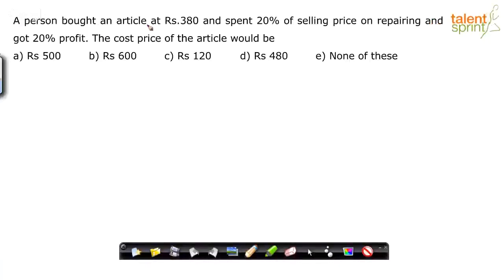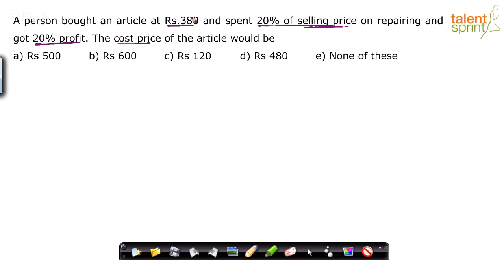A person bought an article at rupees 380 and spent 20% of the selling price. Now this is a very important part, right? He spent 20% of the selling price on repairing that article and got 20% profit, right? So he has spent 380 rupees in buying the article. He has spent 20% of the selling price. Remember, 20% of the price at which he is going to sell on repairing that article, and still he has made 20% profit. So the cost price of the article would be, right?